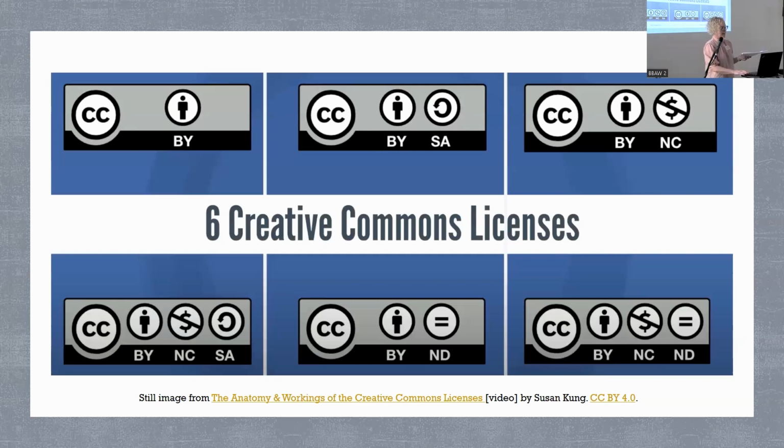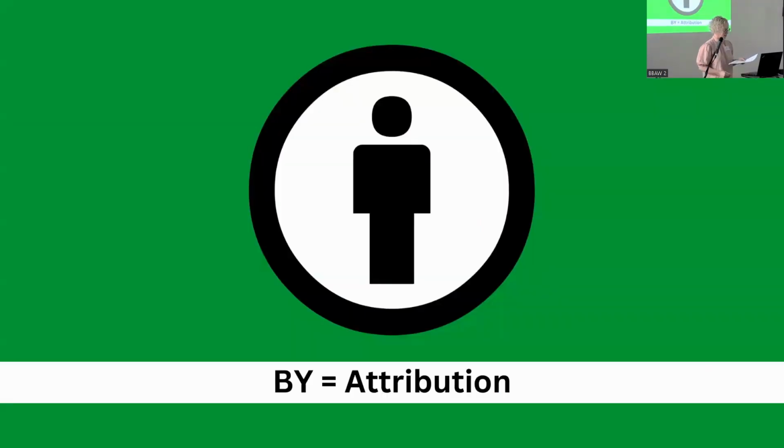So note on this particular slide, these are the 6 Creative Commons licenses, and every single one of them has the little person icon with BY next to it. So this means that free and open sharing is always allowed by all of the Creative Commons licenses, provided that creators are always appropriately attributed or cited.